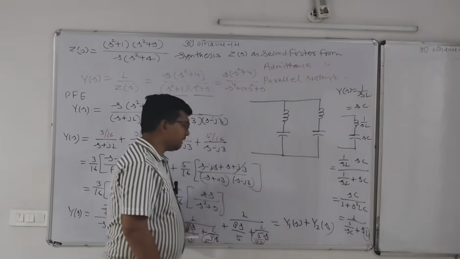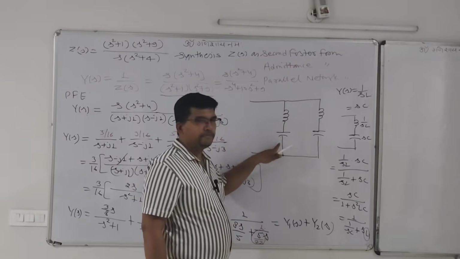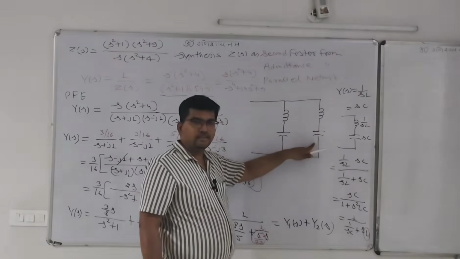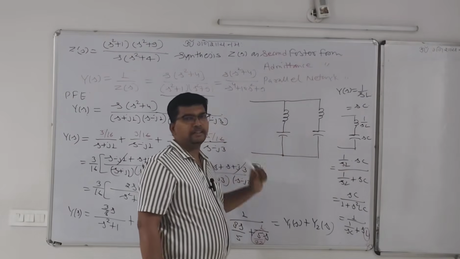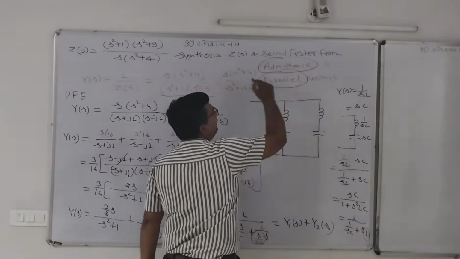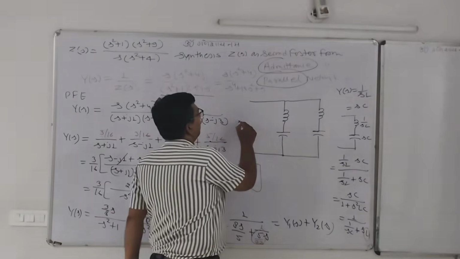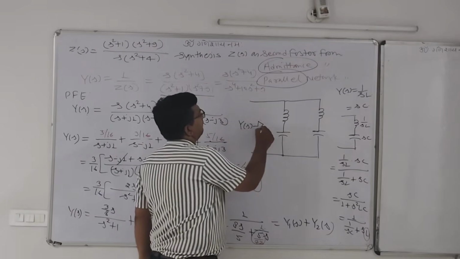Because there is no single term, both LC networks will be series branches, and then the result is connected in parallel. So that is why it is called the admittance form or the parallel network form, and each term should represent an admittance, and this will be your equivalent admittance.